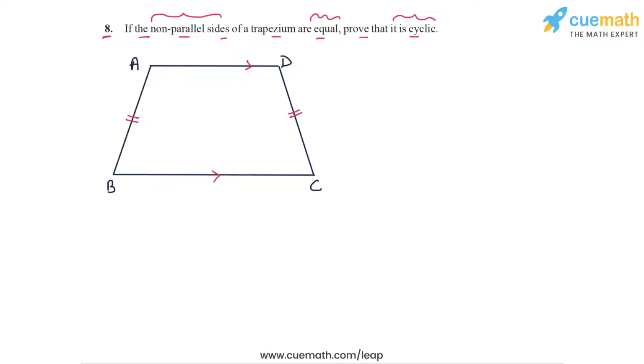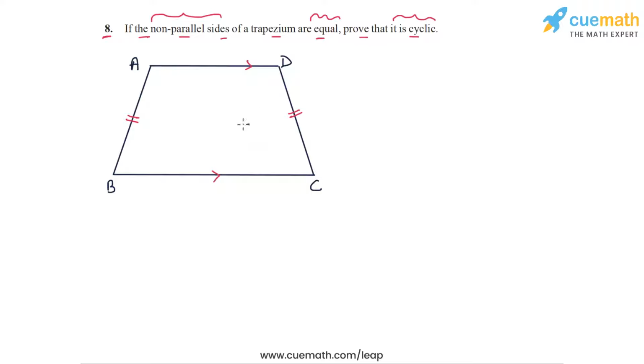Question 8 says that if the non-parallel sides of a trapezium are equal, prove that it is cyclic. A trapezium is a quadrilateral in which one pair of sides are parallel. The question says that if the non-parallel sides are equal, then prove that the trapezium must be cyclic. So here's a figure that I've drawn for this problem.